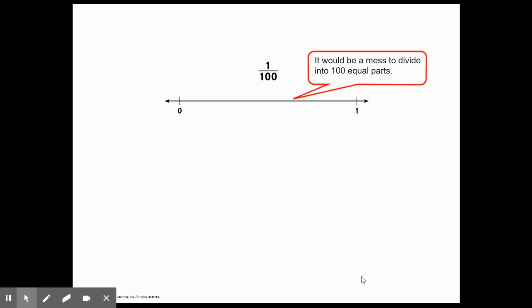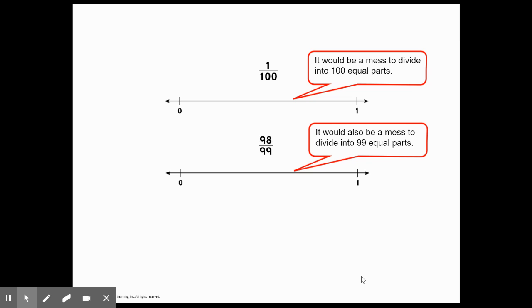Think about how we would locate a proper fraction like 1 out of 100 with methods we have been using. We would have to divide the number line between 0 and 1 into 100 fair share parts. This would be a mess. We would have the same problem with an improper fraction like 98 out of 99.